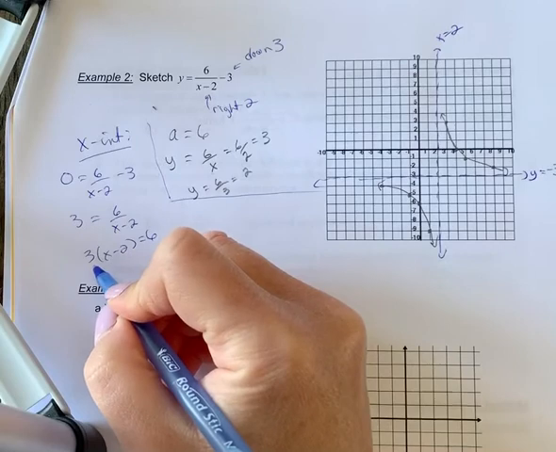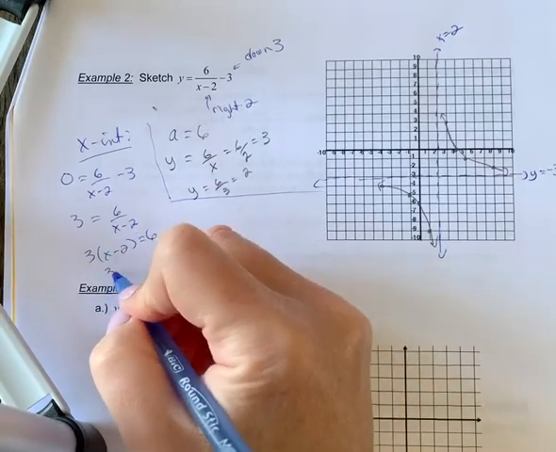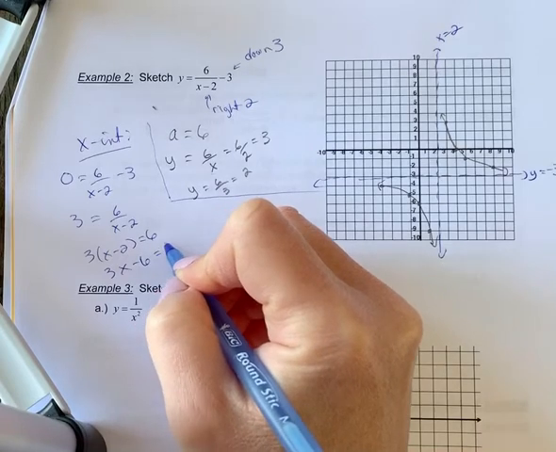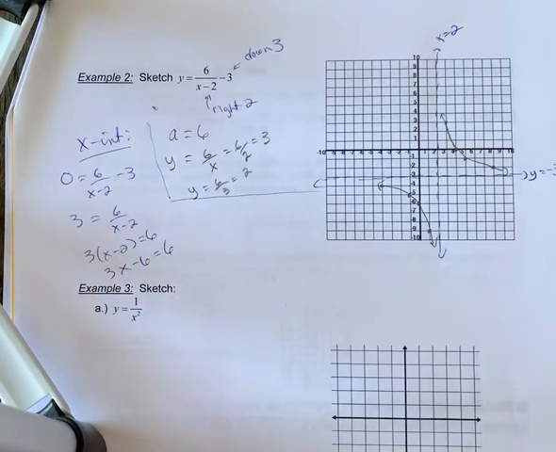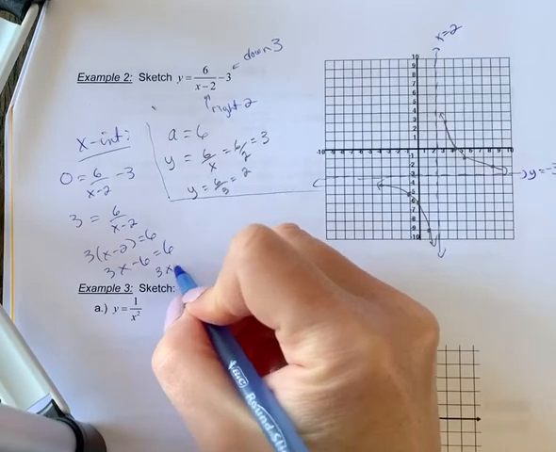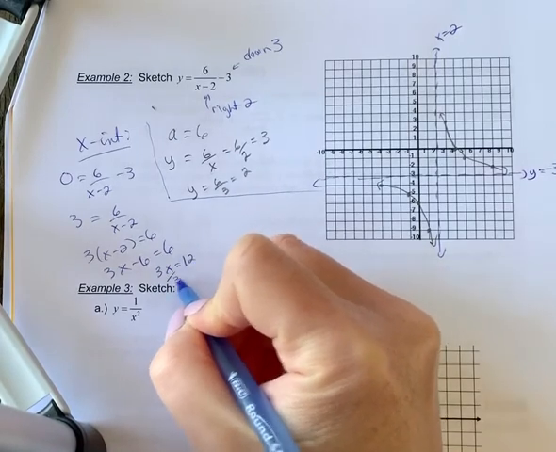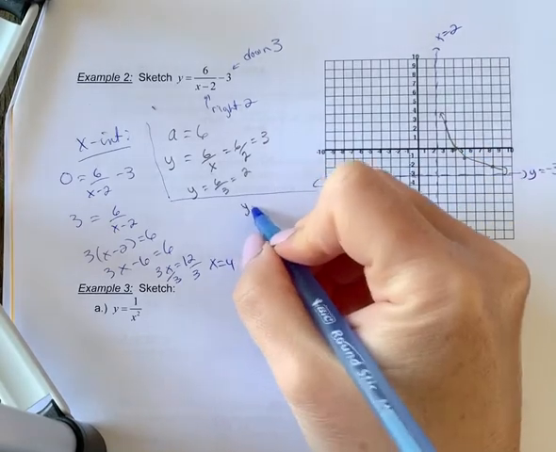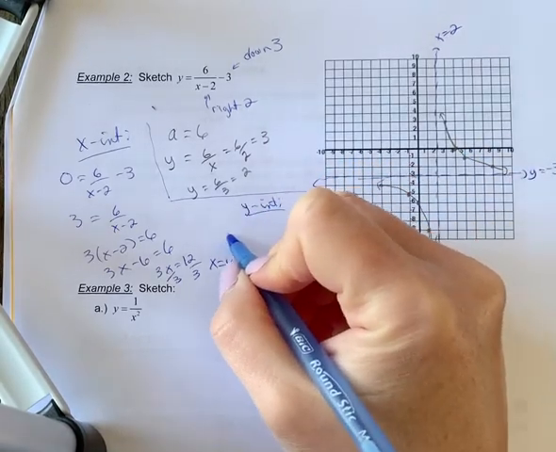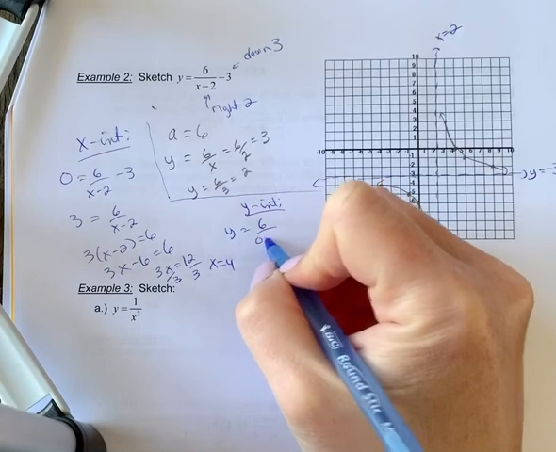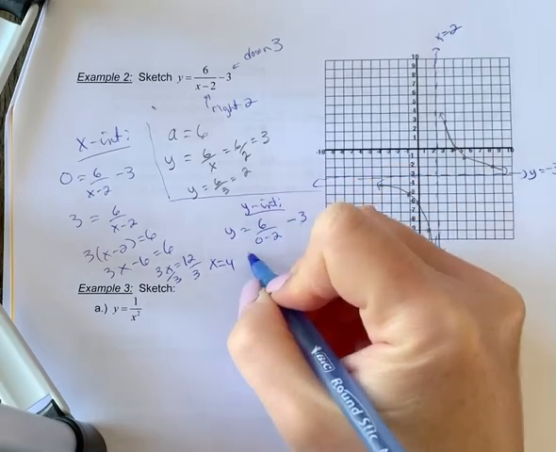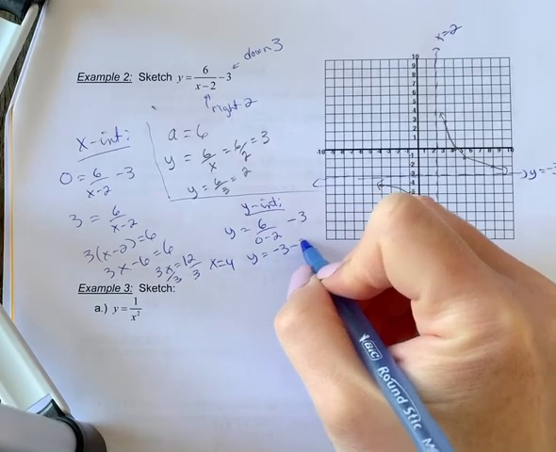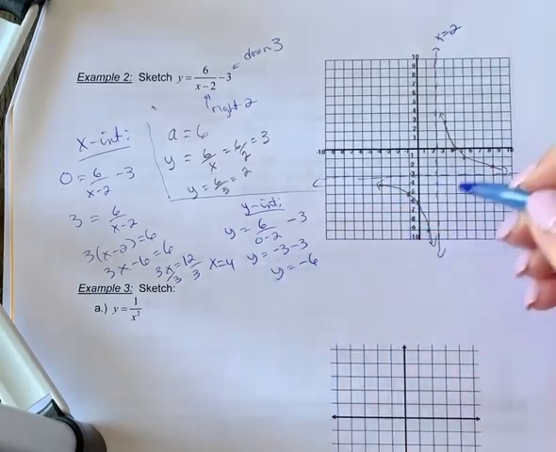Multiply the 3 through the brackets, or in this case, you could actually divide off the 3, but if it wasn't divisible, this is probably a more common situation. Move the 6 over, so I get 3x equals 12, and I've got x equals 4, so that confirms that. For my y-intercept, you let x equals 0, so y is equal to 6 over 0 minus 2, then minus 3. So y equals 6 divided by negative 2. So you get negative 3 minus 3. So y equals negative 6, which is also true.